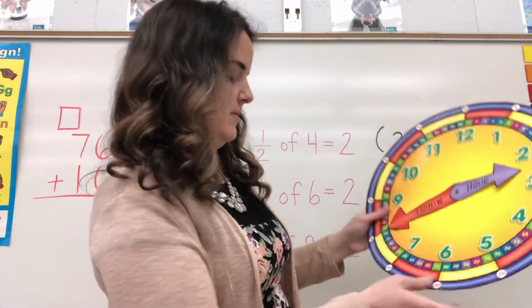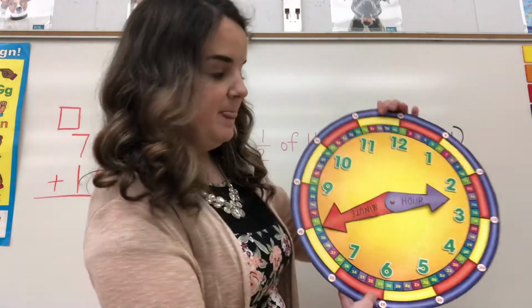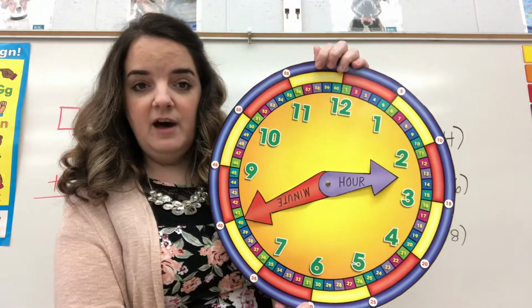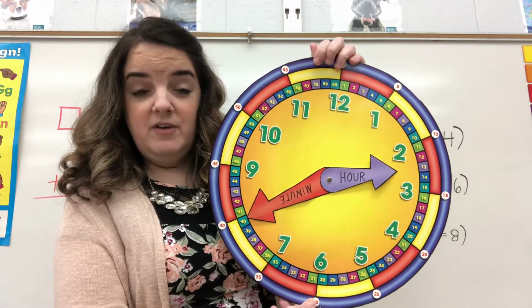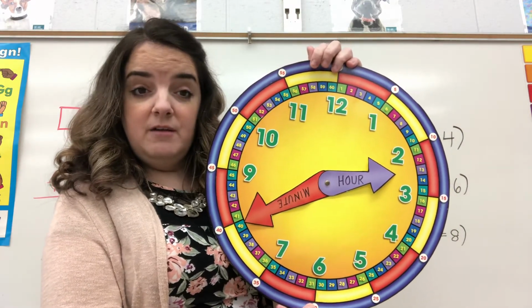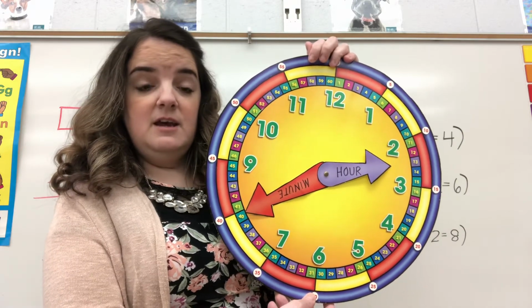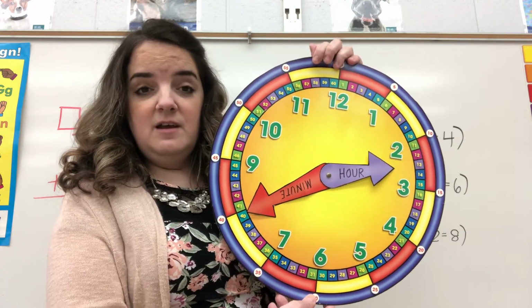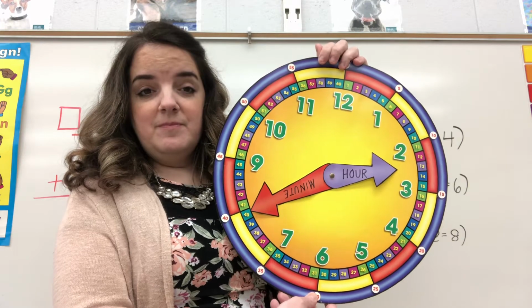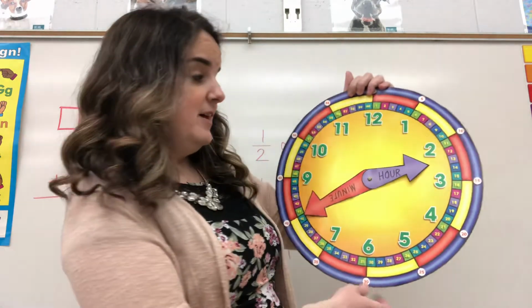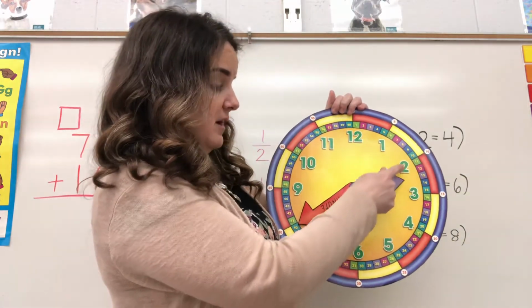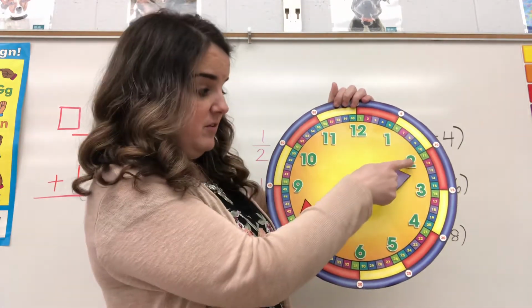All right, here we go. So, by looking at the clock, can you tell me what time it is? Remember, look at the hour hand first, and then the minute hand. I'll give you a second. All right, and the correct time is 2, because it's not to the 3 yet, so it's still 2.